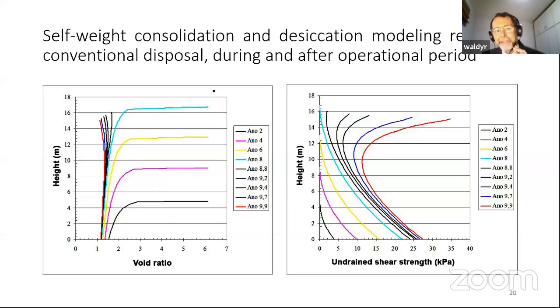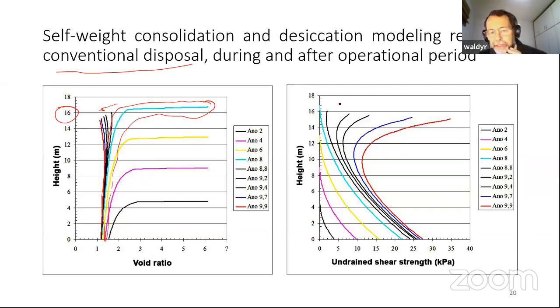Another thing that is interesting about this desiccation, allowing desiccation to happen. This is another test done by the same student. He supposed a conventional disposal. He made the modeling now for something at real scale in the field, something that has like 70 meters at the end of the filling stage. This is the void ratio profile at the end of the filling stage. And then it allowed the material to desiccate. When they allowed it to desiccate, the profiles were more like this.